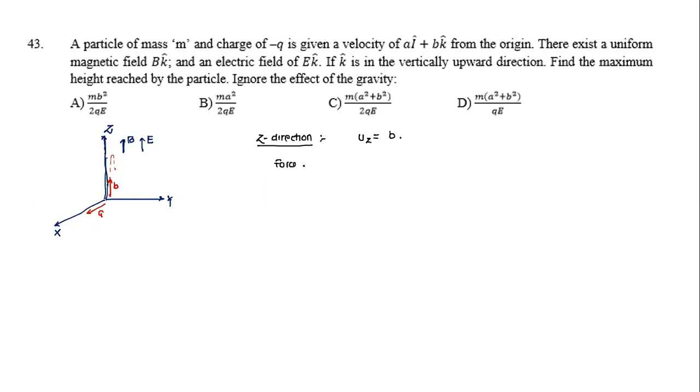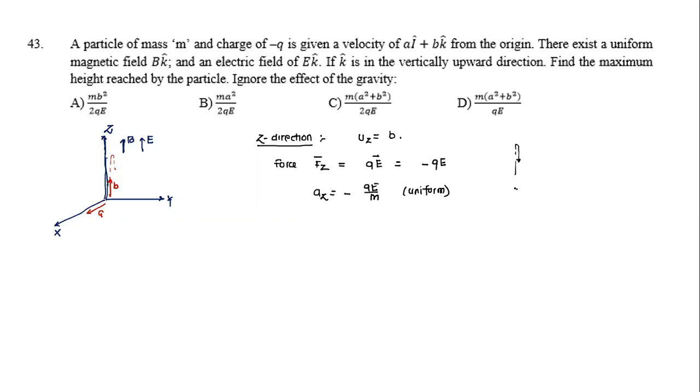Is there any force acting in the Z direction? The force acting is because of the electric field. So F_z is equal to minus Q into E. So there's a force acting in the downward direction. Hence, there's an acceleration in the Z direction, which is equal to QE by m. Whenever velocity and acceleration are in opposite directions, and this is a uniform acceleration, I can use the formulas for uniform acceleration. This is very similar to the case of a projectile projected vertically up.